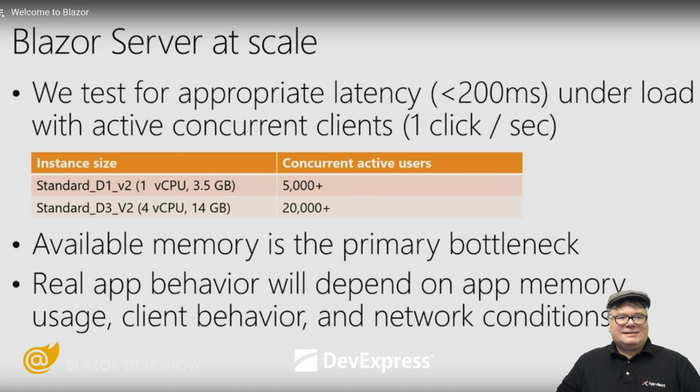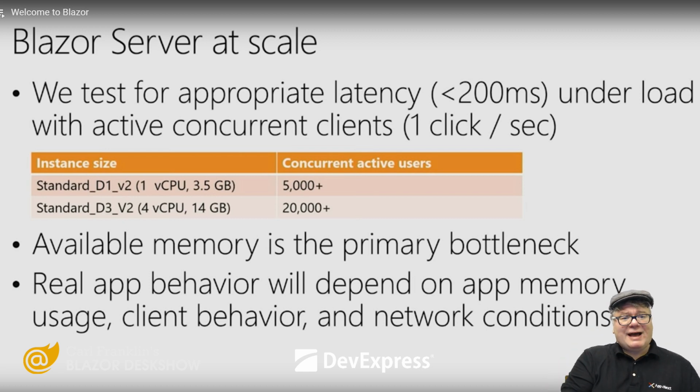So they did a test, and they wanted to see, based on the size and the CPU load of that server, how many clients they could support. So with one virtual CPU that had 3.5 gigs of RAM, they could support 5,000 comfortably concurrent clients. And if they up that to 4 CPUs and 14 gigs, they could support 20,000.